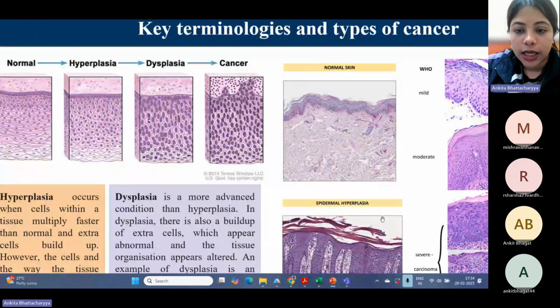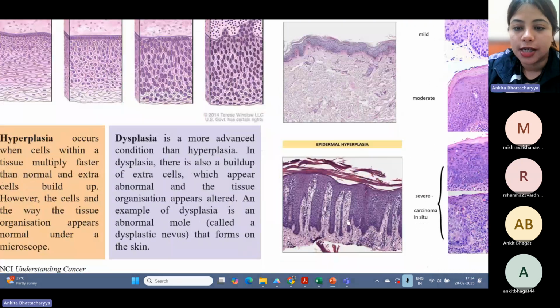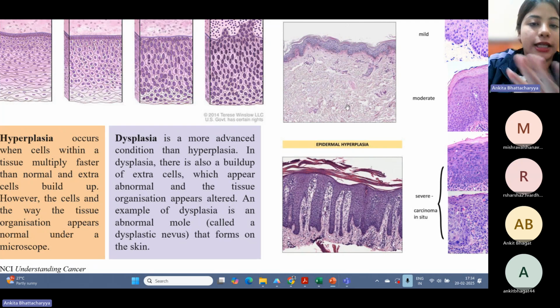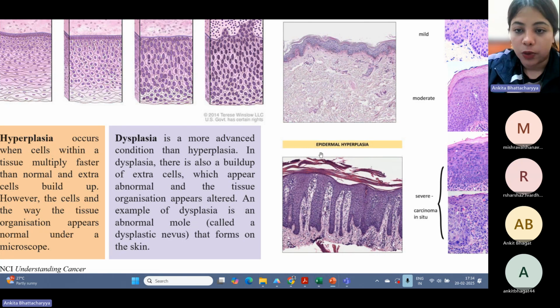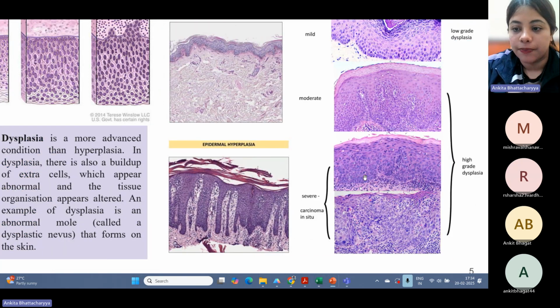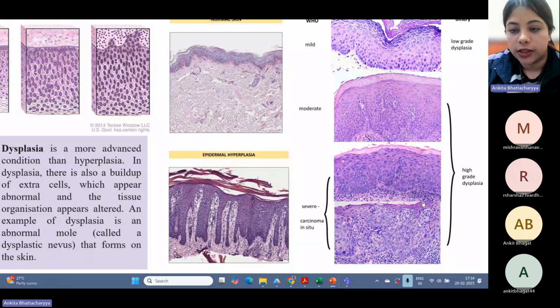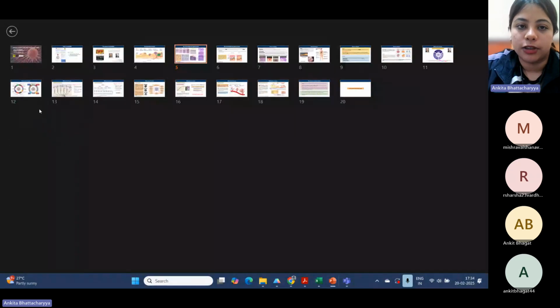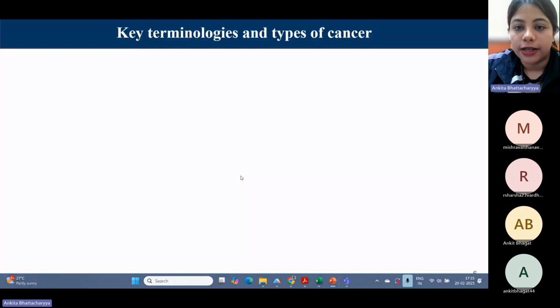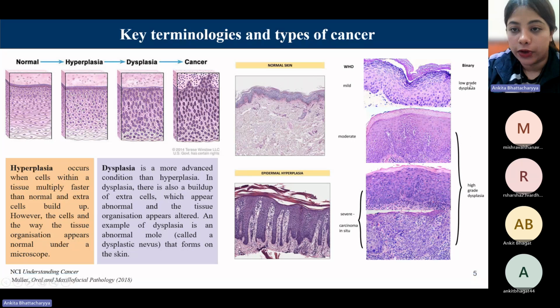Now, in a tissue which has undergone epidermal hyperplasia, you can see that this organization is completely lost and cells have increased haphazardly and formed just random divisions. But what is even worse is dysplasia. Here a comparison is presented between low-grade dysplasia, which is more mild, to moderate to high-grade dysplasia, and finally, carcinoma in situ.